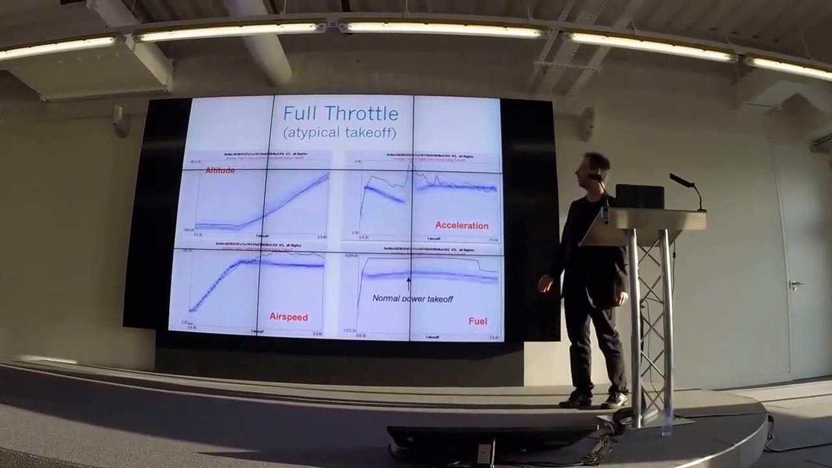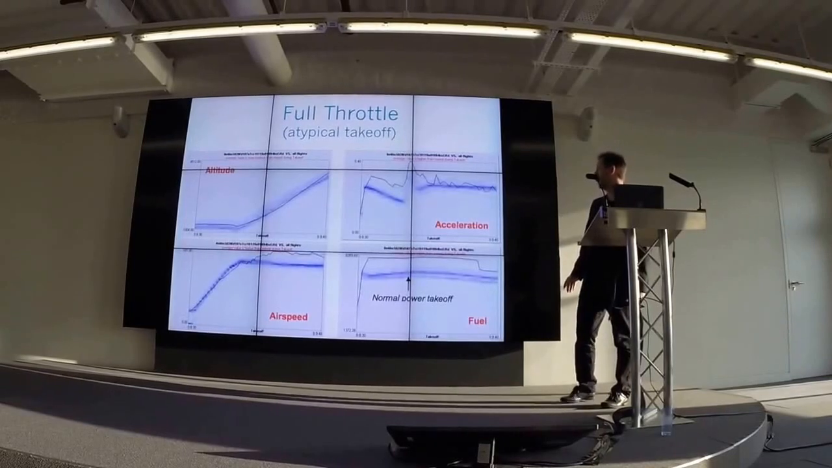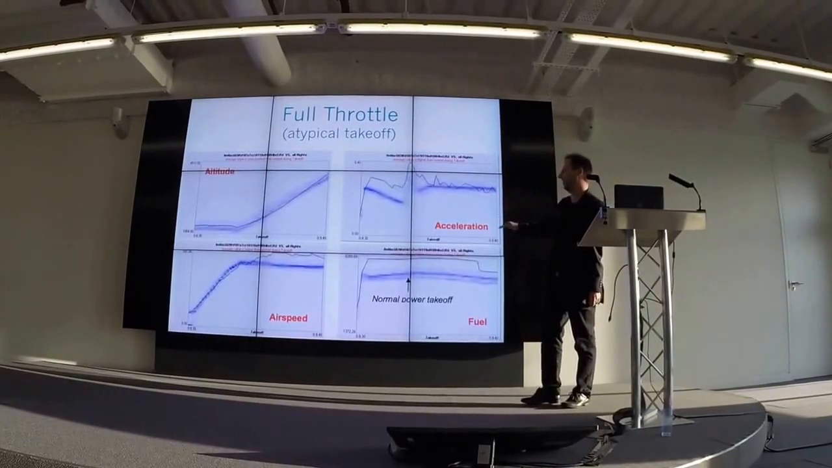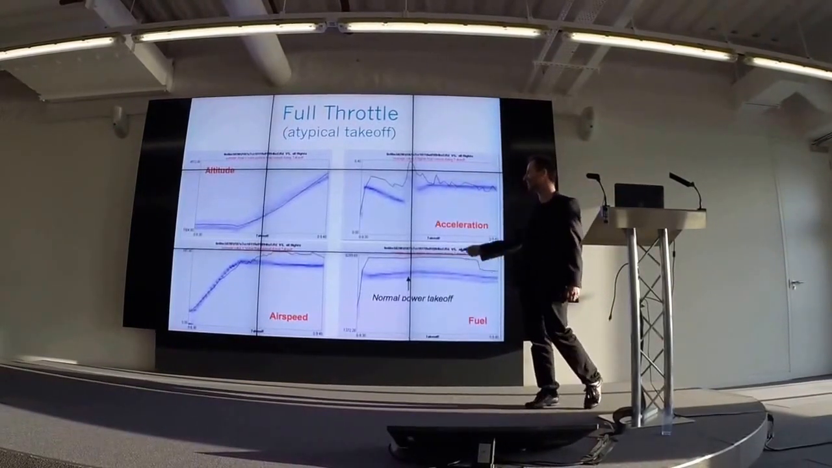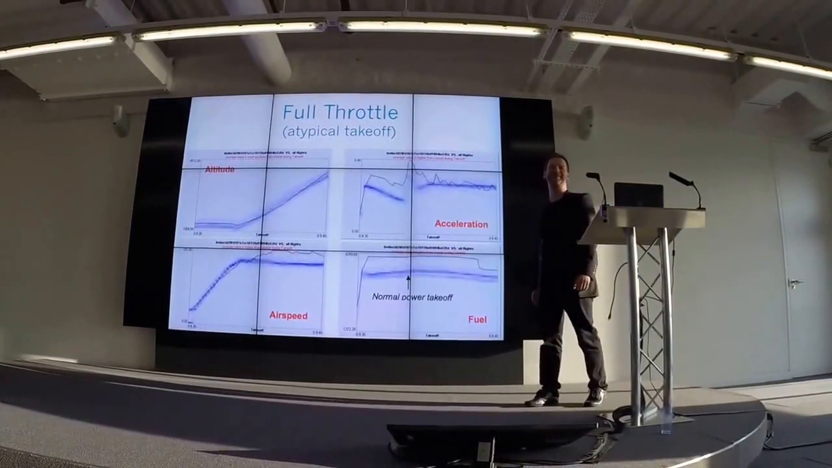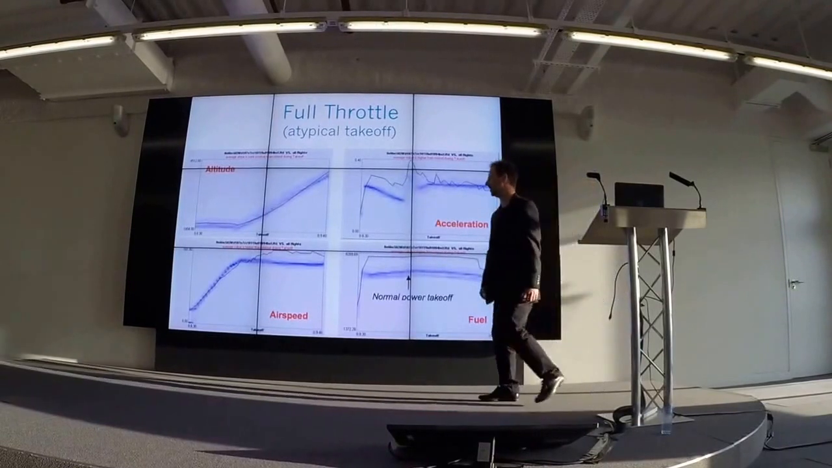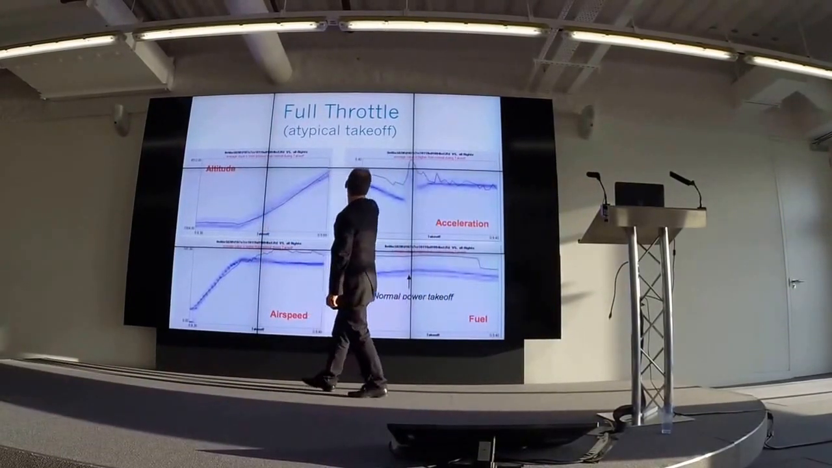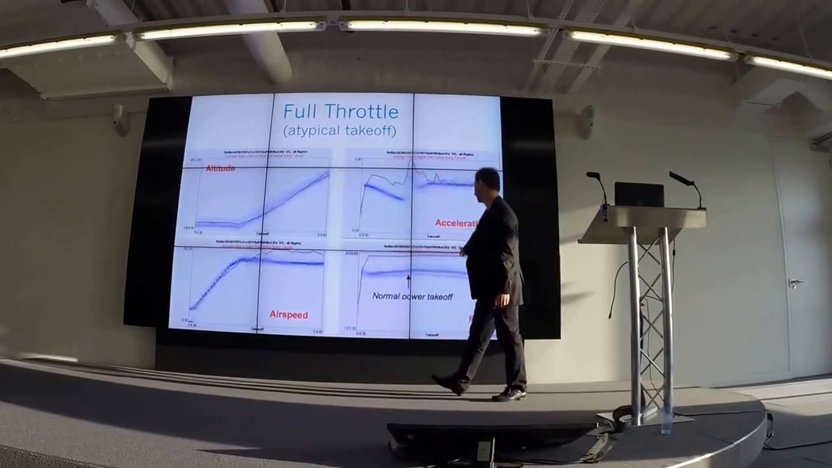It's an atypical takeoff. It's also called a full power takeoff. So this guy just put the pedal to the metal and just took off. And that's what it looks like when you look at the data. You can see the airspeed was way higher than everybody else. Here it started going high. Here it was on top, and the fuel flow.